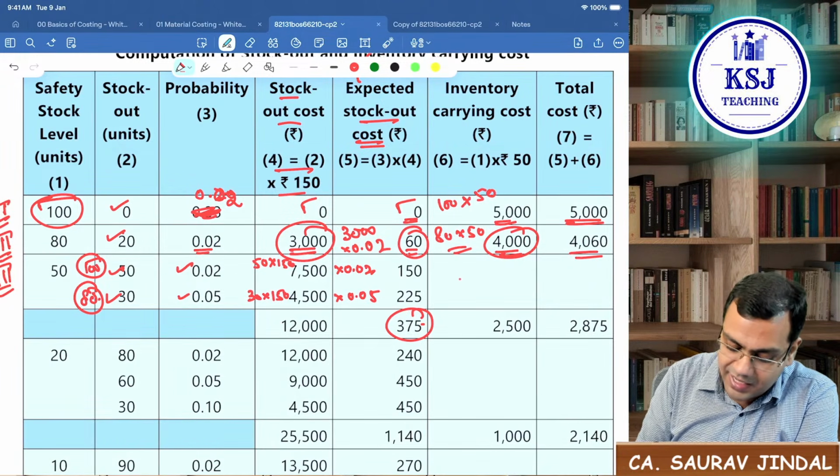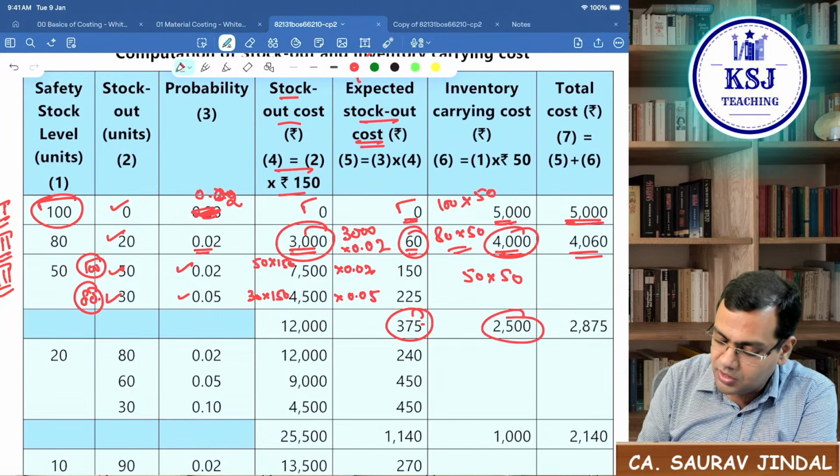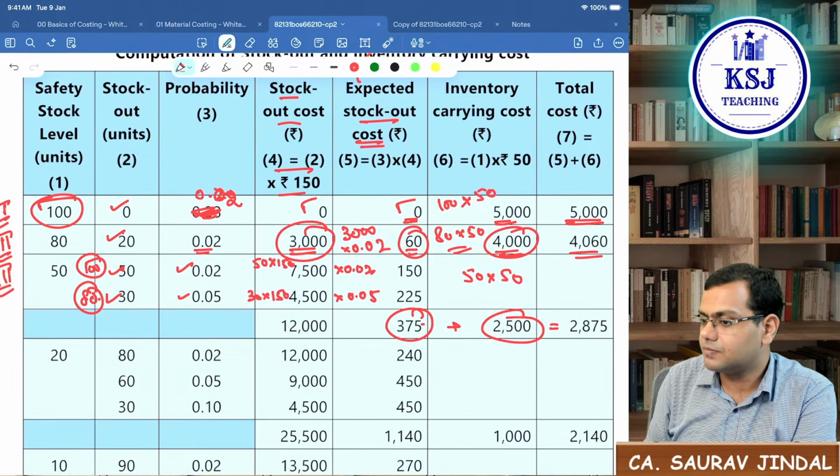Then what will be the carrying cost? You are carrying 50 units. For every unit, it is 50 rupees carrying cost. So 2500. Total cost is the sum total of this, 2875. Is that clear?